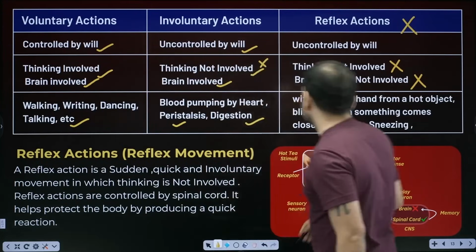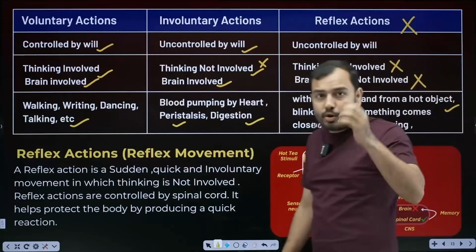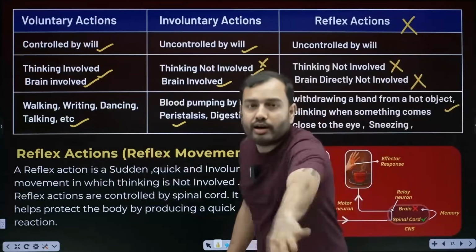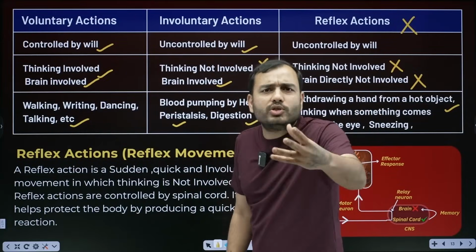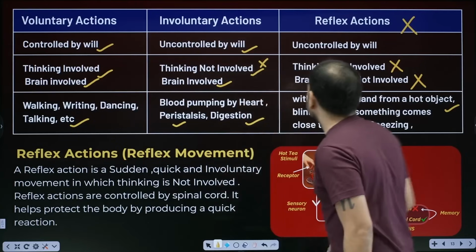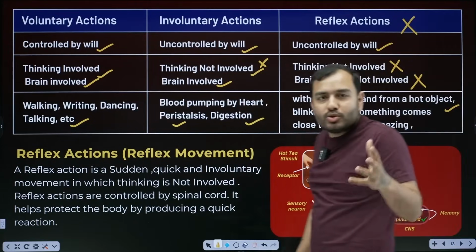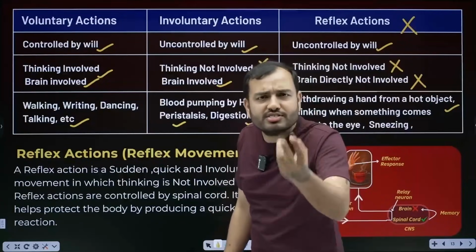Here's another example: withdrawing a hand from a hot object. Suppose you touch a hot griddle. After touching the hot griddle, you pull your hand away. Is there any time to think? It happened on its own: sudden, quick, involuntary. You don't have any control over this either. It is uncontrolled by will. You are not thinking. This thing is happening on its own.